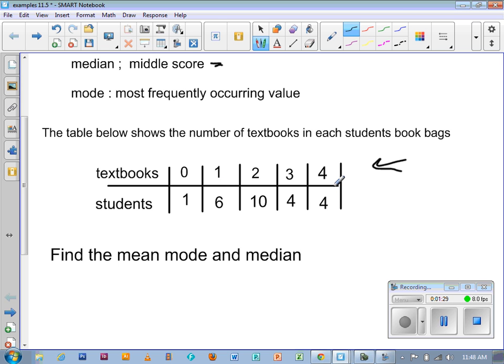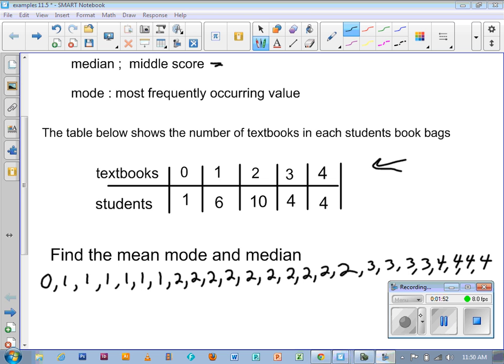What I want you to do is make a list of all the possible answers here. So we got one 0, we got six 1s, we got ten 2s, we got four 3s, and we got four 4s. So I'm going to hit pause here, take a time out, and just make a list of all those numbers. And then we're going to calculate the mean, median, and mode, and show you some different strategies on how to do that.